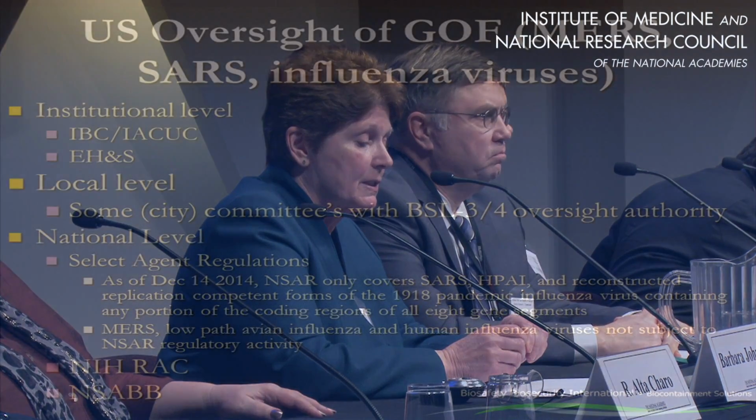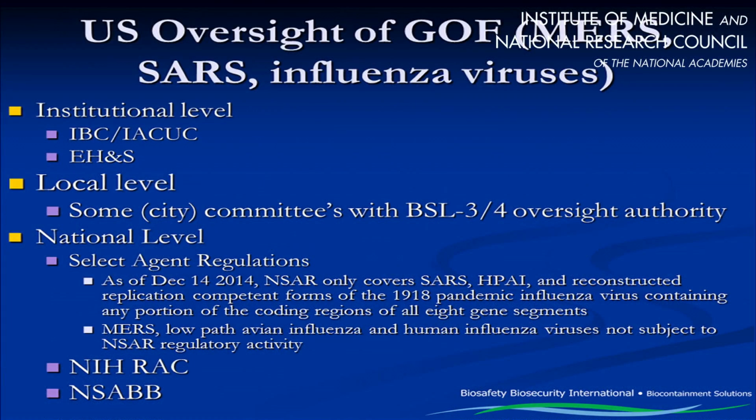We talked a little bit about types of oversight we have. The US has a layered approach to oversight for select agents, for recombinant DNA, for biosafety, biosecurity, and biocontainment. It's of note that over the past 30 years, no material has been released into the community and caused an infection by accident, and no LAI in the research lab has resulted in community illness either. We've also noted that SARS is covered, HPAI is covered, 1918 influenza is covered under the select agent regulations, but MERS is not covered.